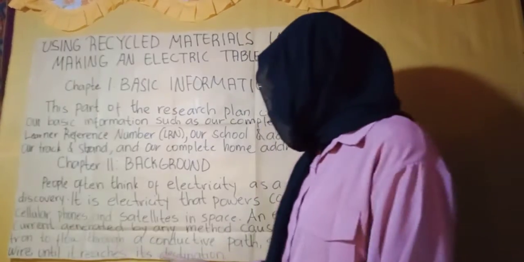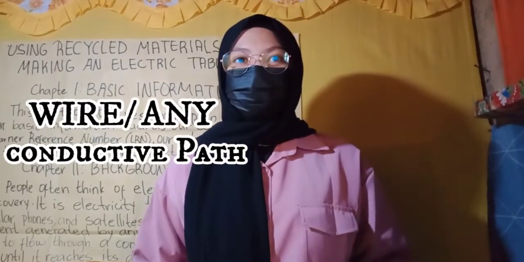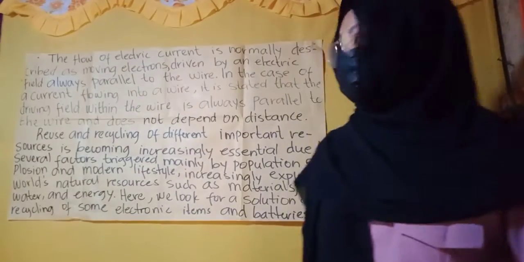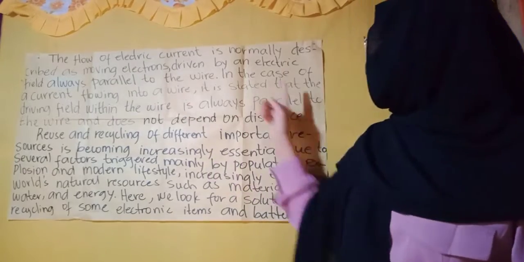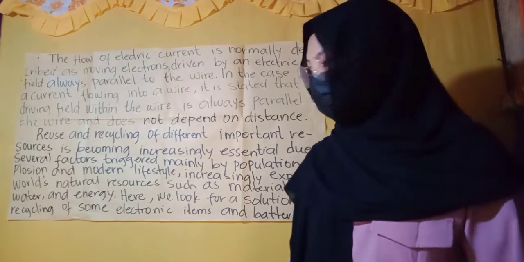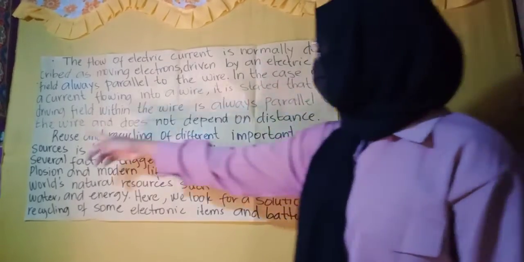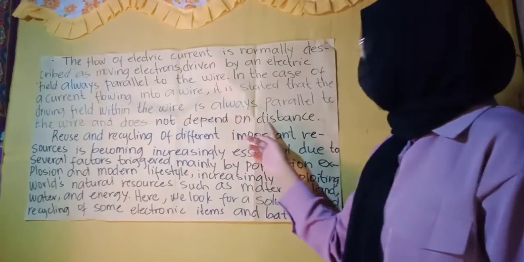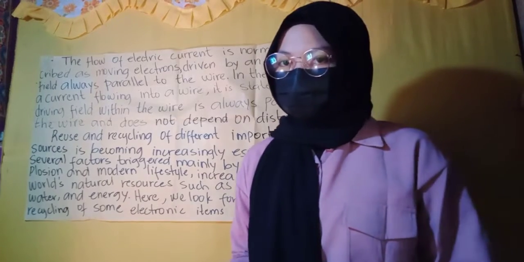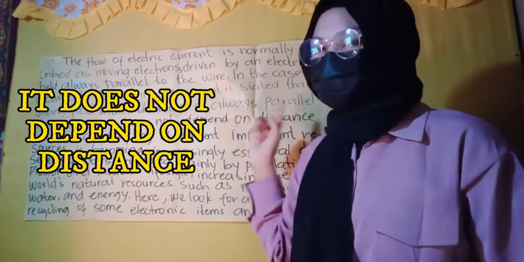An electrical current generated by any method causes electrons to flow through a conductive path, such as a wire, until it reaches its destination. For an electrical current to work, there must be a wire or any conductive path for the electrons to flow. This conductive path provides a route through which current flows. The flow of electric current is normally described as moving electrons driven by an electric field always parallel to the wire. In the case of a current flowing into a wire, it is stated that the driving field within the wire is always parallel to the wire and does not depend on distance. Even if a wire is long, it will still work because it does not depend on distance.